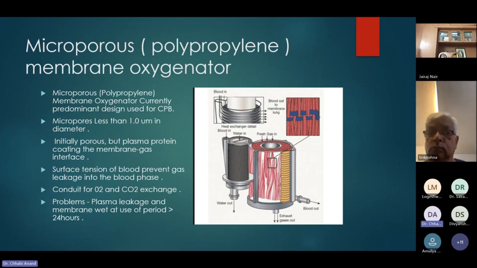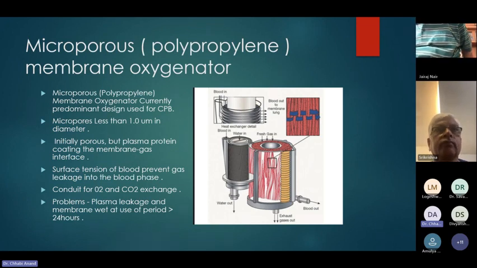Now, the microporous, that is polypropylene, membrane oxygenator. The microporous polypropylene membrane oxygenator is the currently predominant design used for CPB. Micropores are less than 1 micrometer in diameter, initially porous, but plasma protein coats the membrane gas interface. Surface tension of blood prevents gas leakage into the blood phase. It is the conduit of oxygen and carbon dioxide exchange. The only problem with this is plasma leakage and membrane wetting if used for a period of more than 24 hours.